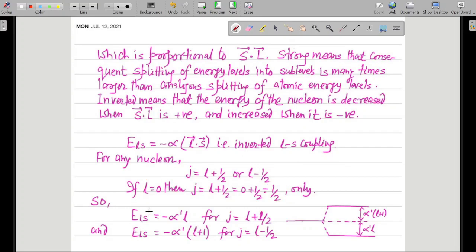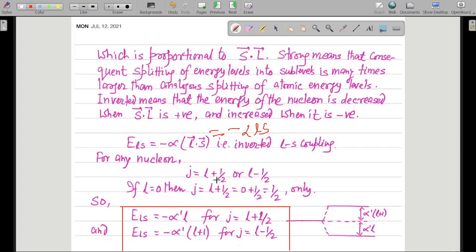Now E_LS equal to minus alpha dash L. Let us understand this particular fact: what is the meaning of these statements and how did we arrive at these expressions? We are going to learn about it now. As already told to you, it is minus alpha LS. The dot product is a scalar, and the angle between them is 0, so cos theta equal to 1 because theta is 0.